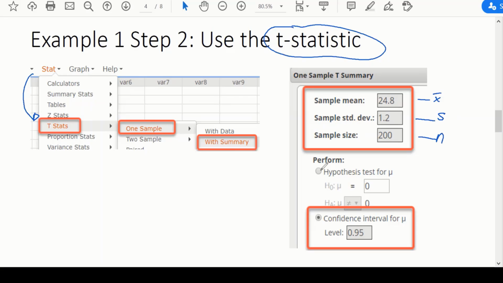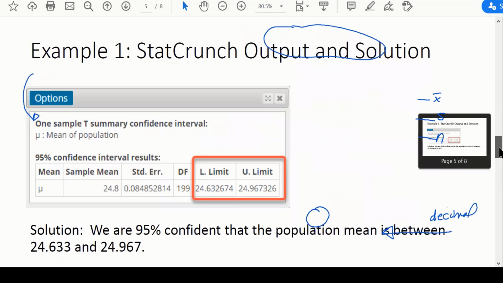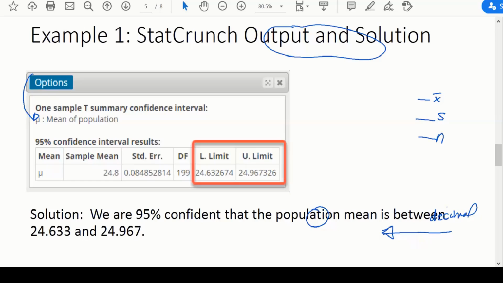You have 2 possible things to click on. You want to click on the one that says confidence interval for the mean and put in the level, so 95% or whatever, as a decimal. Again, all these are going to be in the PowerPoint already there for you, and then this is going to be added as a screenshot.